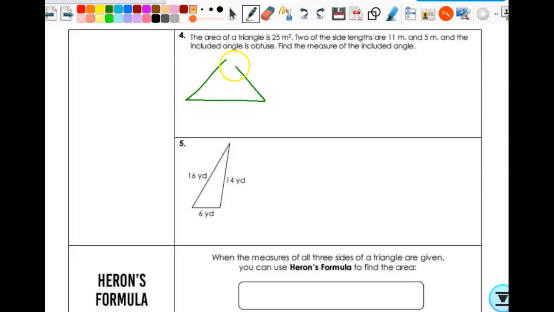Okay? So the area of the triangle is 25 meters squared. So let's draw a triangle. 25 meters squared. Two of the side lengths are 11 and 5, and I want the included angle. It says it's obtuse. Clearly my picture isn't to scale. It really doesn't matter. It just gives me something to put it in there. But I got to find the measure of the angle. So we're going to set it up the same way. I have the area of the triangle. It's 25. It's equal to 1/2 times 11 times 5 times the sine of theta.